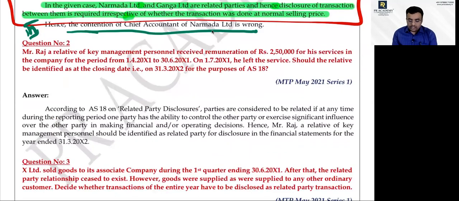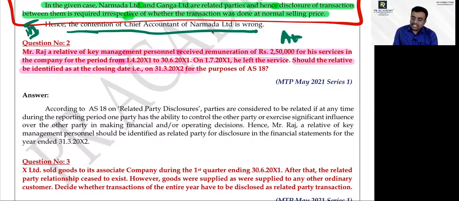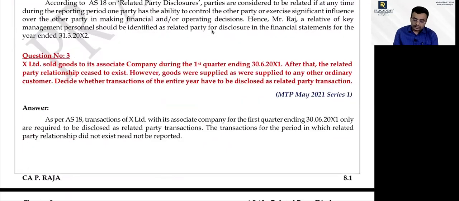Next, Mr. Raj is a relative of KMP. When I say KMP, that includes KMP as well as relative of KMP also is included. He received a remuneration of 2,50,000 for his service in the company for the period, and then left. Should the related party be identified as on closing date? Balance date he is not a related party. It's a related party, sir. Should be disclosed, sir. Any day.